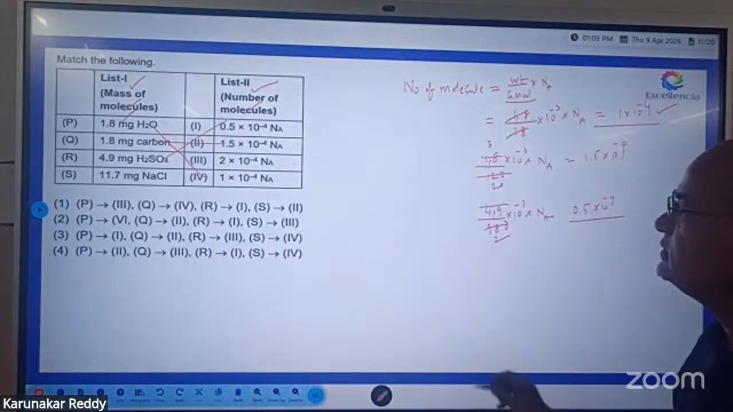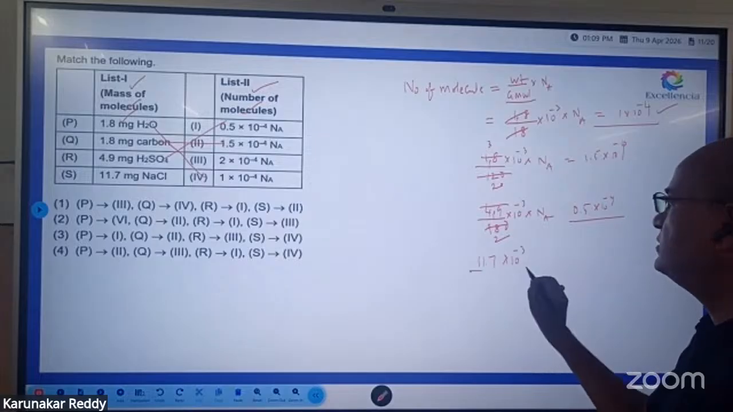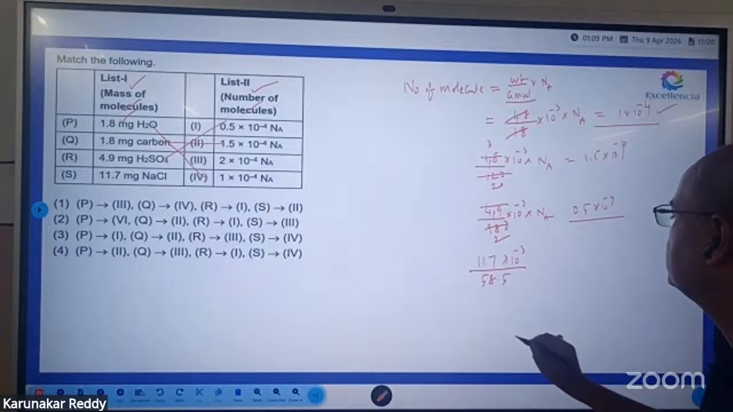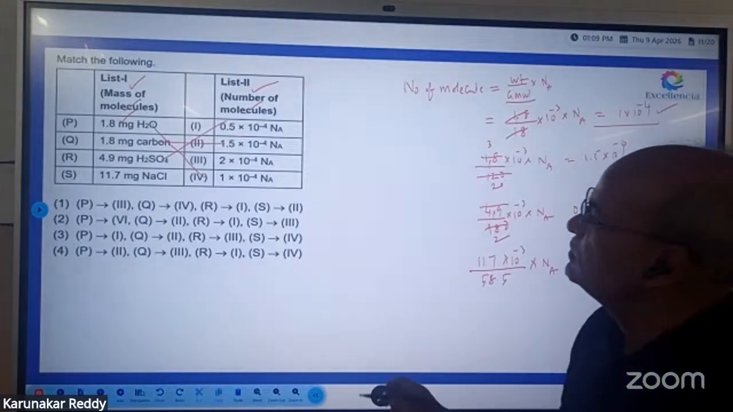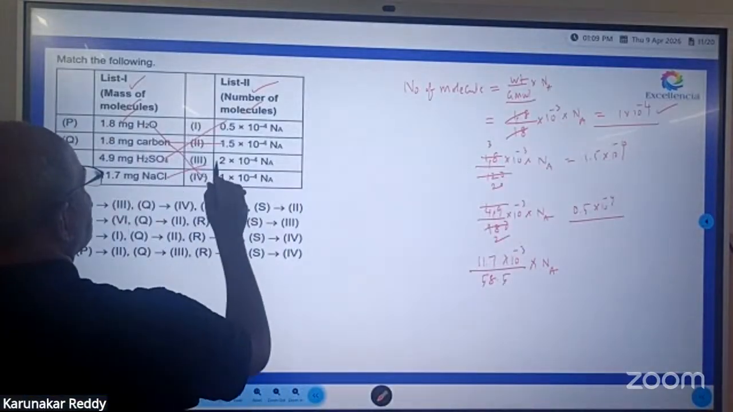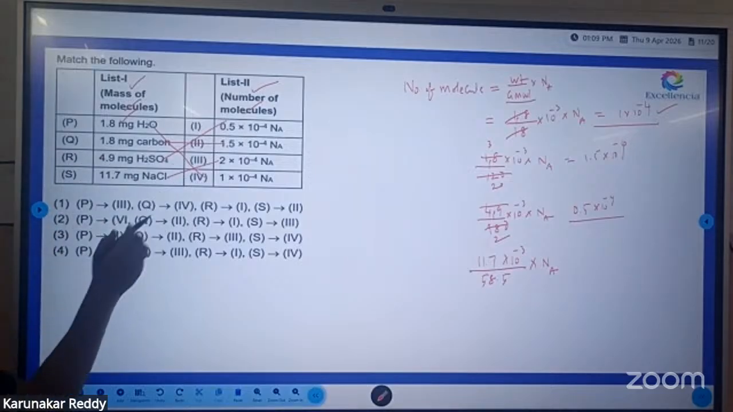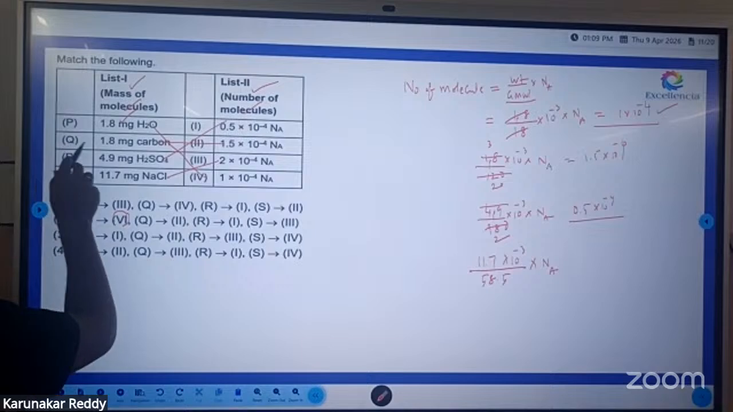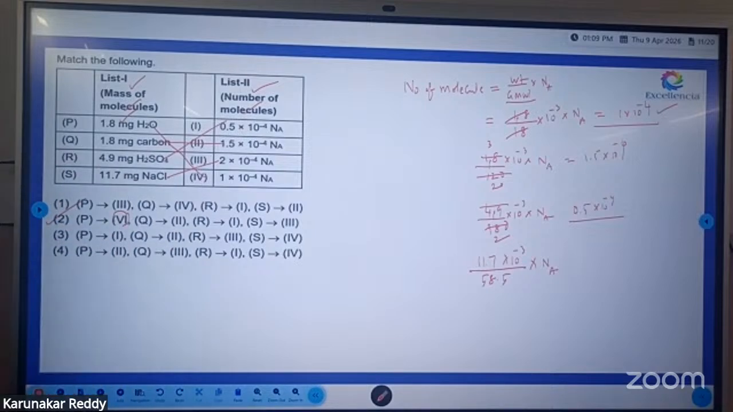So this is 11.7 into 10 power minus 3 upon 58.5, sodium chloride. So into Avogadro's number, that's going to give us this one. So this will be the correct answer, we can choose it. Now P is 4, and next Q is 2. So the second option is correct there.